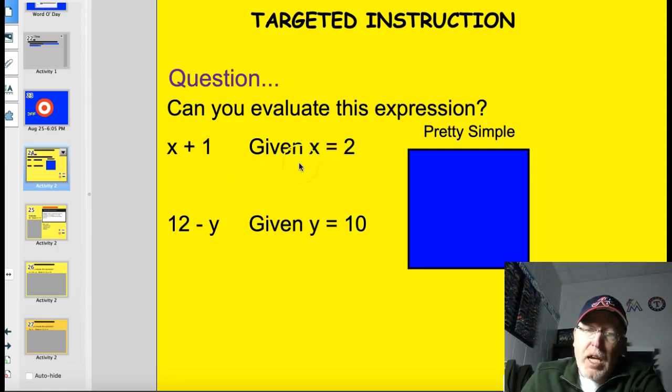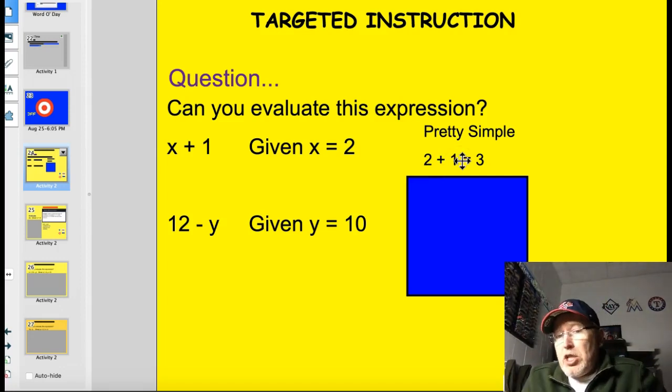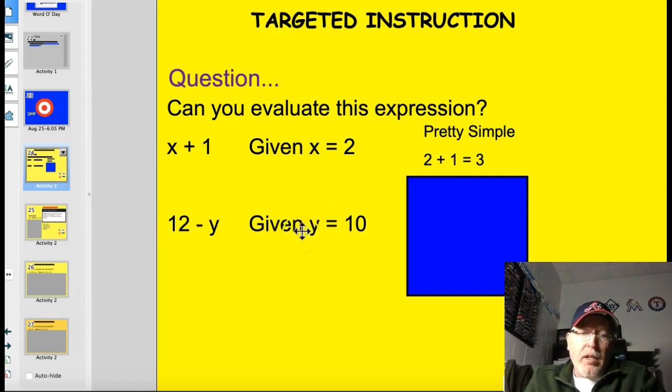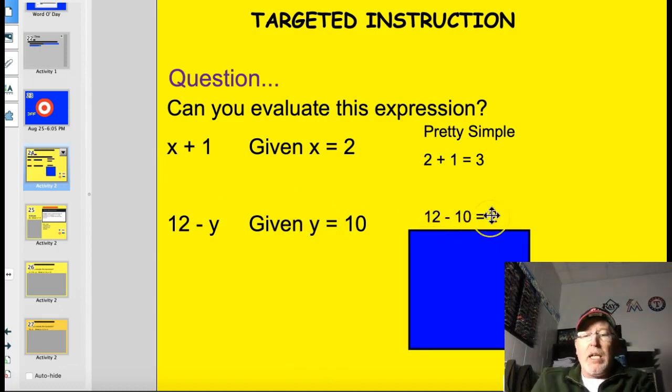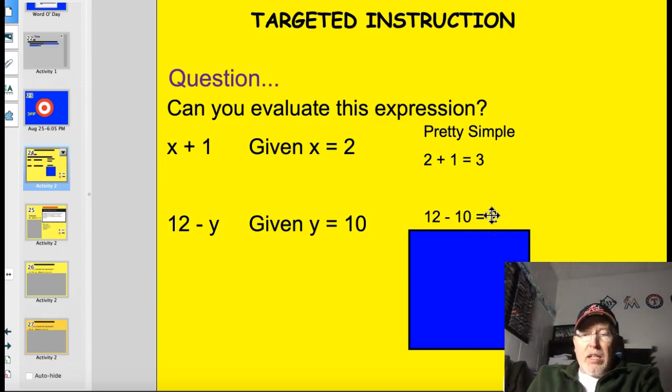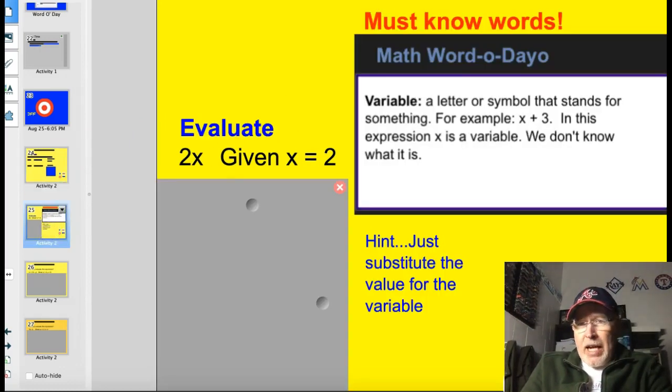So if this is x plus 1 and we're given that x is equal to 2, we just substitute it in. So now we've got 2 plus 1, and we can evaluate that expression. That expression is the same as 3 because x is 2. This one here, 12 minus y. Given y equals 10. Again, we can evaluate that. We can just substitute the 10 in for the y, so we have 12 minus 10. Another way of expressing that expression is just to call it 2, because that's what it is. Let's take a look at our word of the day tonight is variable.